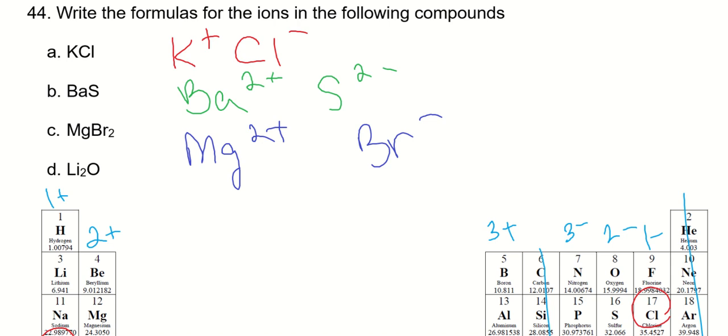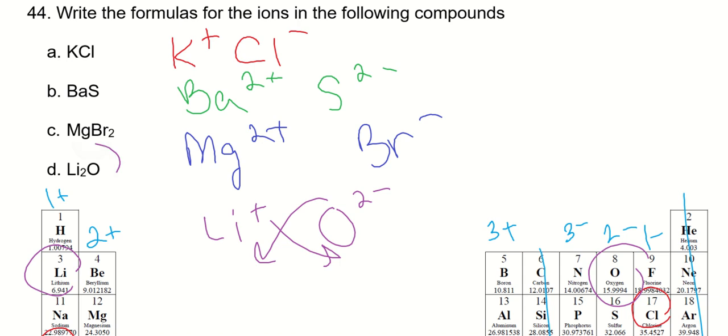And finally, lithium is a group 1 metal. So it's going to lose 1 valence electron, become 1 positive. It's right there. Oxygen's over there, going to gain 2 electrons, going to be 2 negative. You can crisscross those numbers, and you're going to get your formula unit.